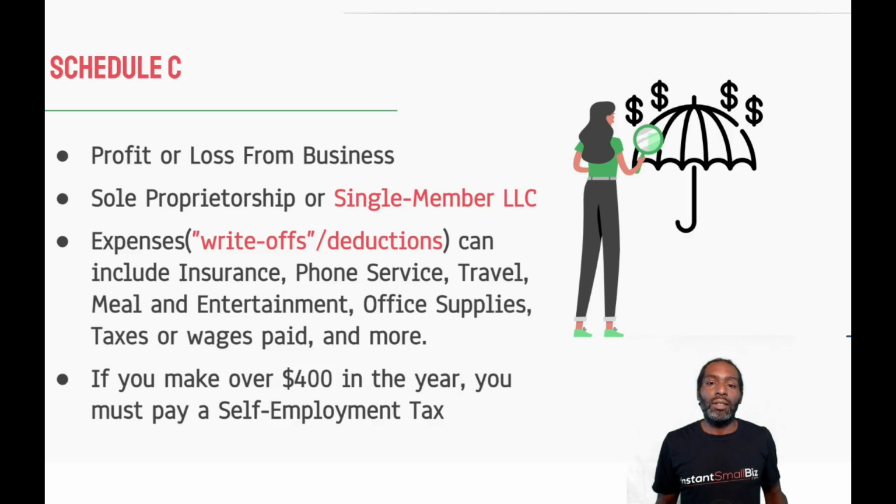And this is where you come to find out the benefits of being in business, when you get to have your write-offs and deductions. Where you enter your expenses on things like insurance, phone service, travel, meals and entertainment, office supplies, taxes, wages paid, and more. The money that you spend on those as a business is not part of your taxable income when they determine how much of your income gets taxed. So it lowers that amount.